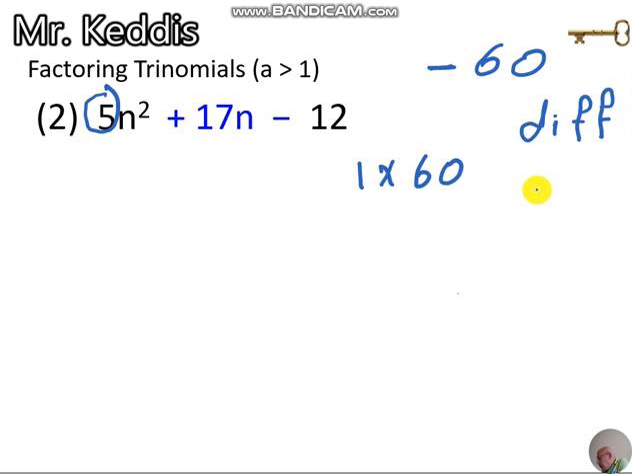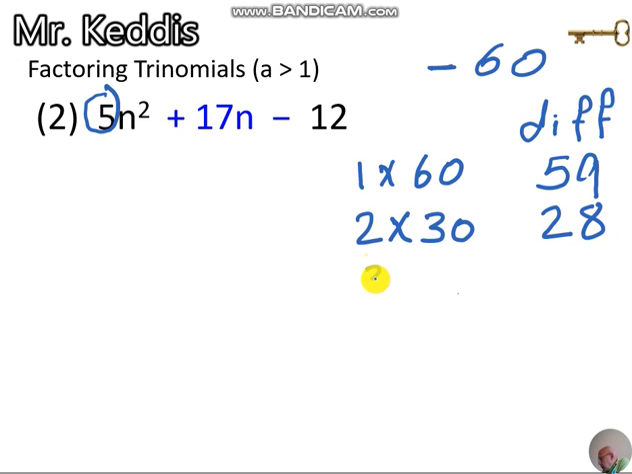I'm looking for two numbers whose difference is 17. 60 minus 1, I get 59. And here 2 times 30: 30 minus 2, I get 28. And this is 3 times 20: 20 minus 3, I get 17. The middle term is 17, so this is the pair I'm looking for.